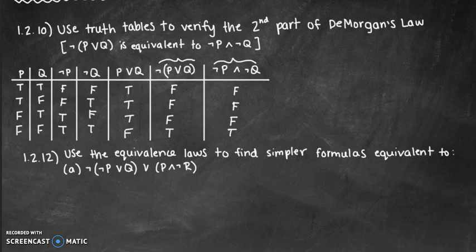Okay, our last problem that we're going to show is 1.2.12 from the text. Use the equivalence laws to find simpler formulas equivalent to this. So we're going to apply the equivalence laws that we did before and just go step by step. So the first thing when you're reading this, you think, okay, where should I start? So the thing that's most readily apparent to me is this negation on the outside here. I'm going to want to use De Morgan's law to distribute that in.